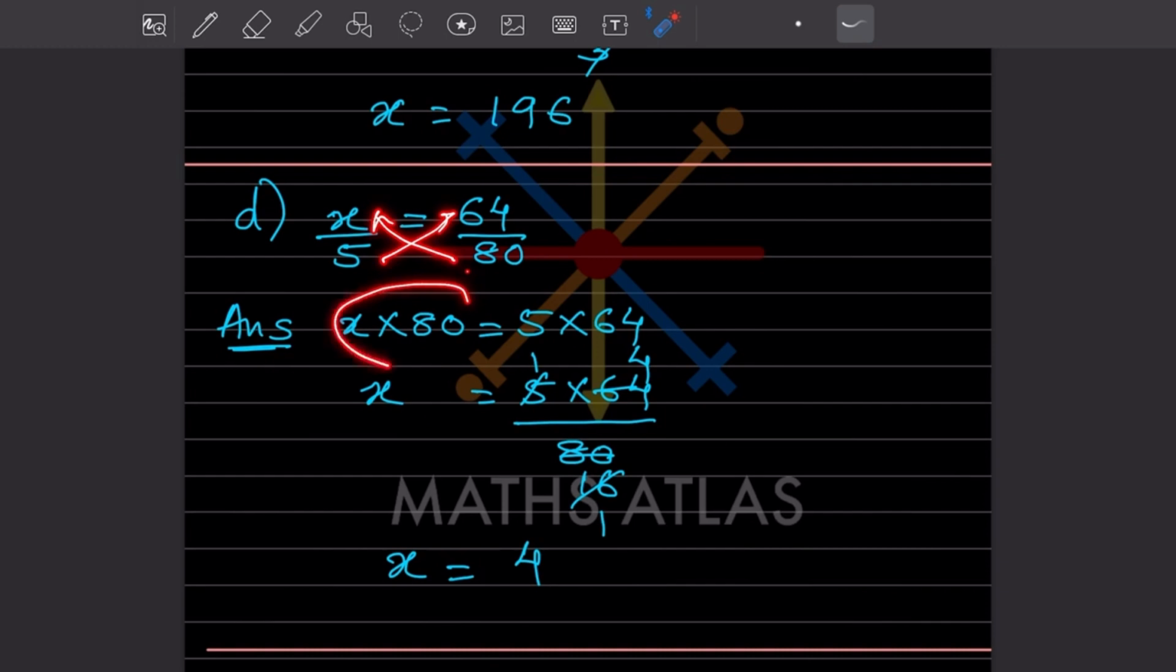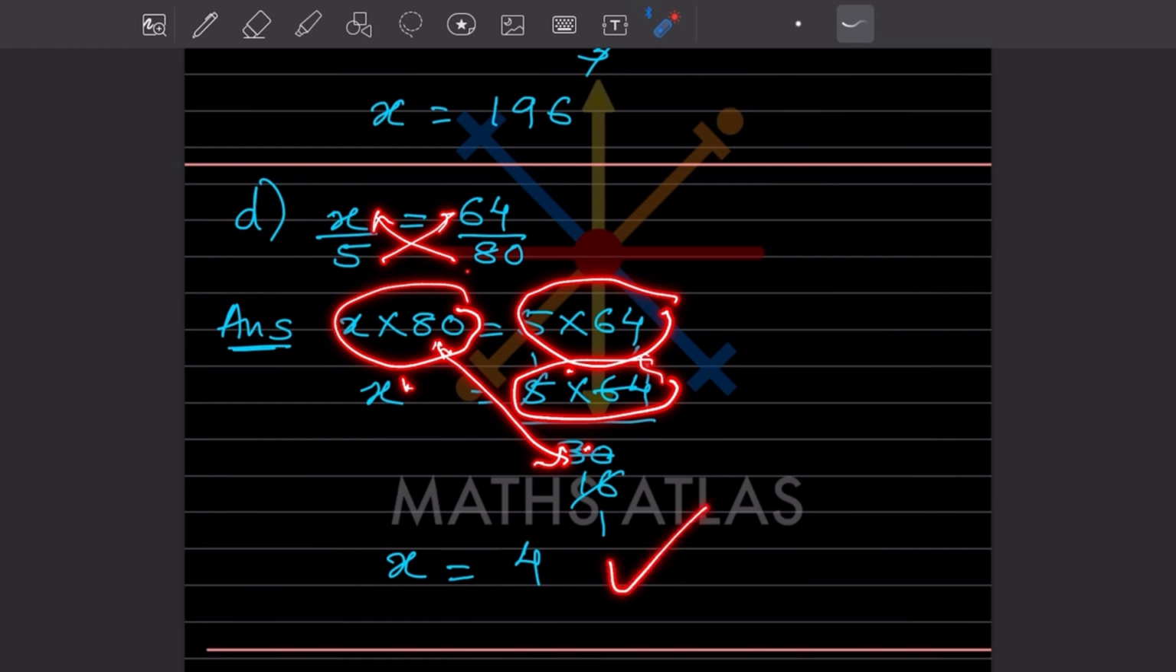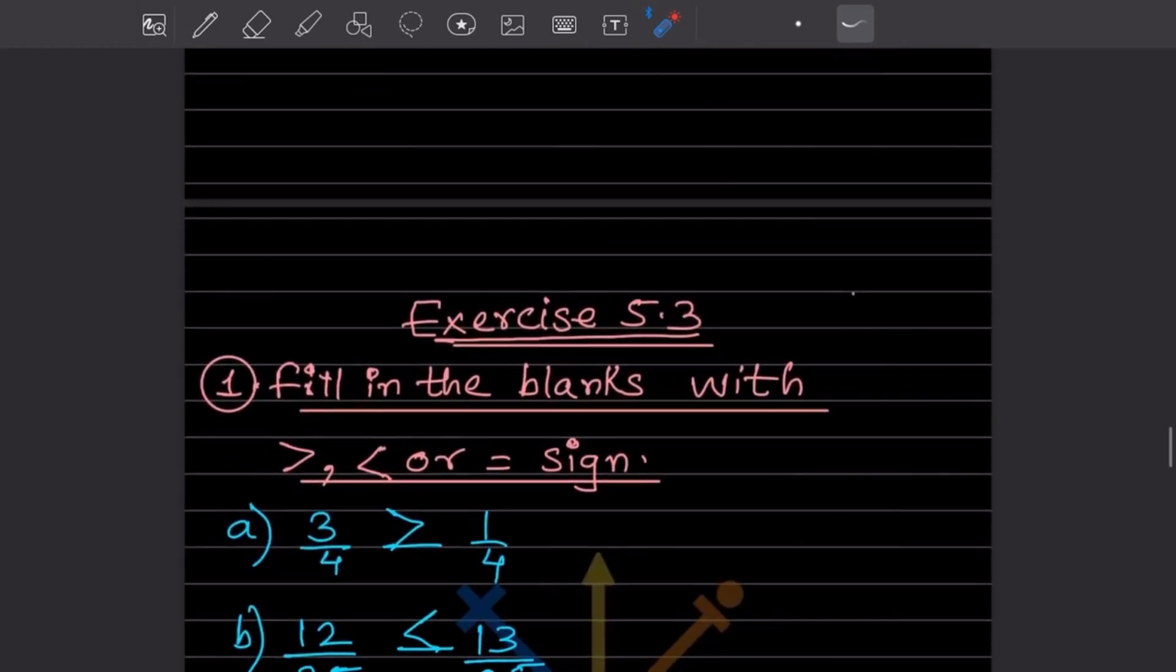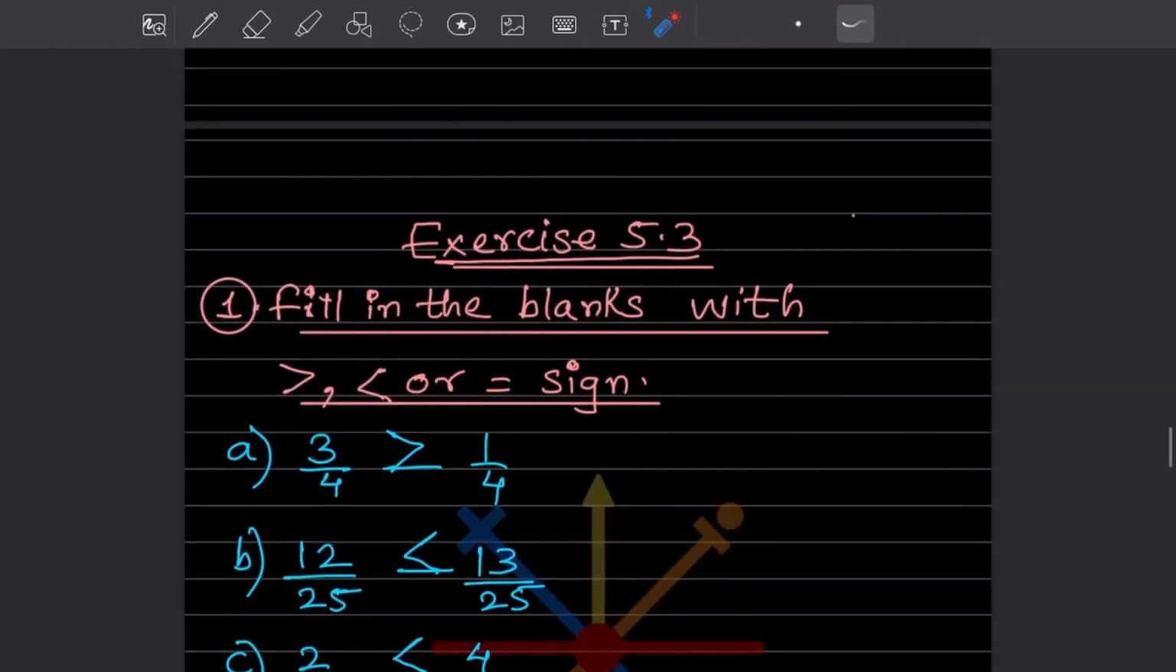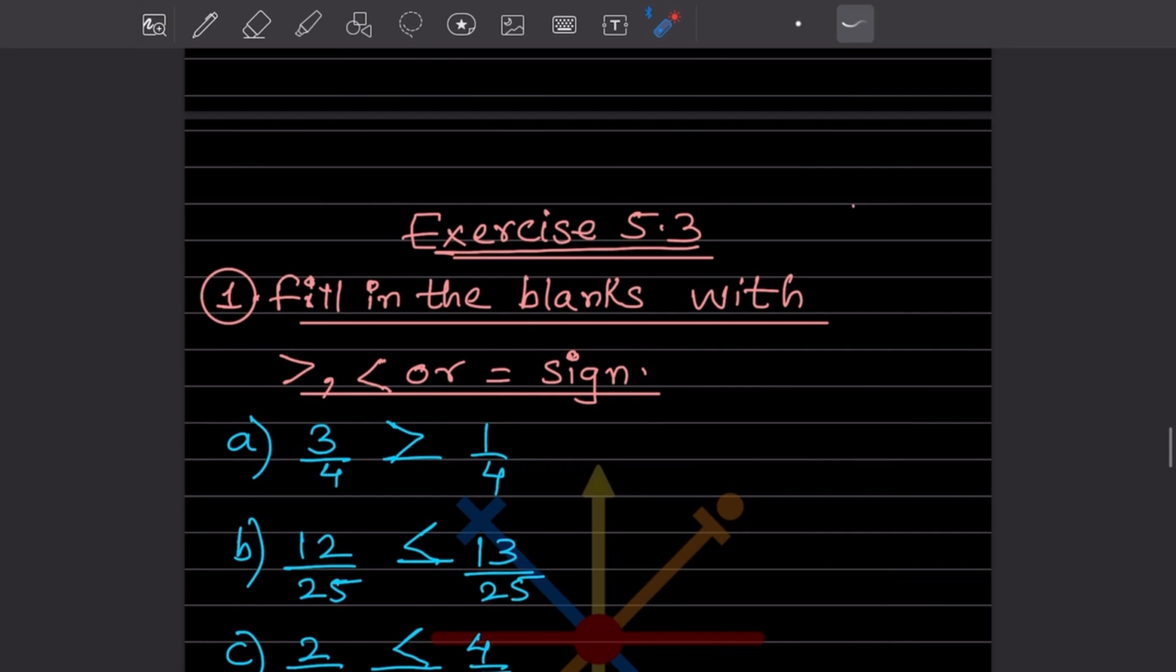Again the same over here, cross multiply: x into 80, and this is 5 into 64, the value of x. So this as it is, right hand side as it is, this will go over here. When you simplify, you get x as 4. So that was done with exercise 5.2.